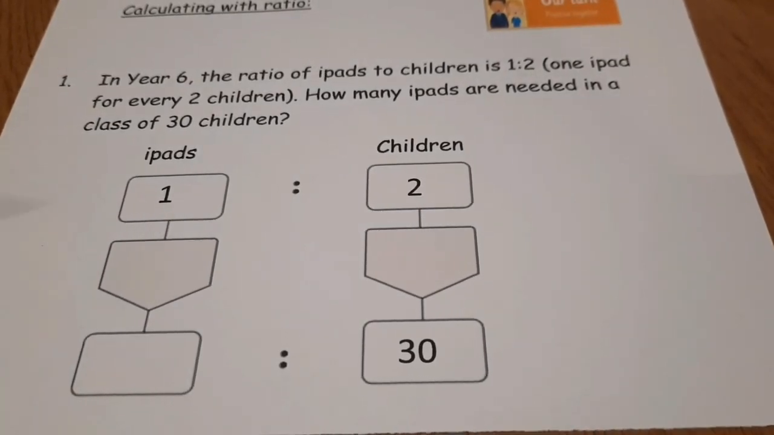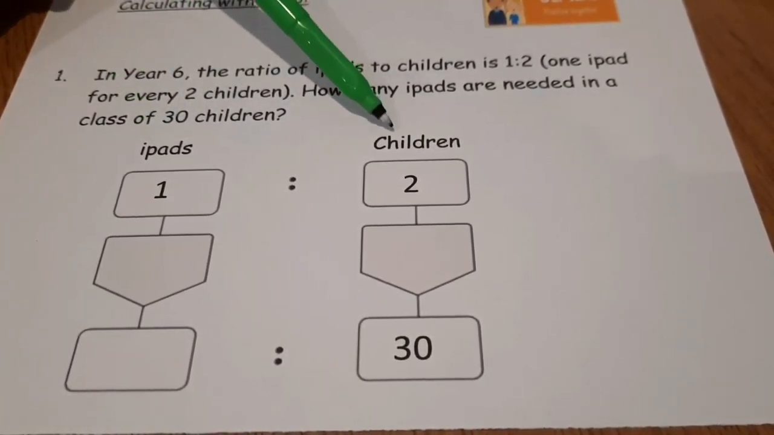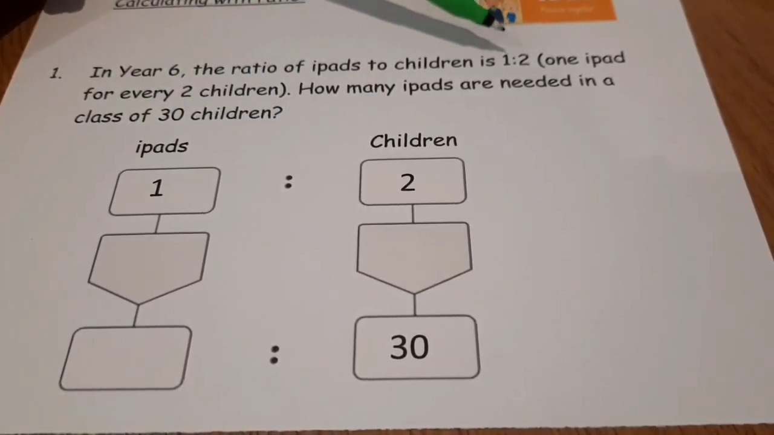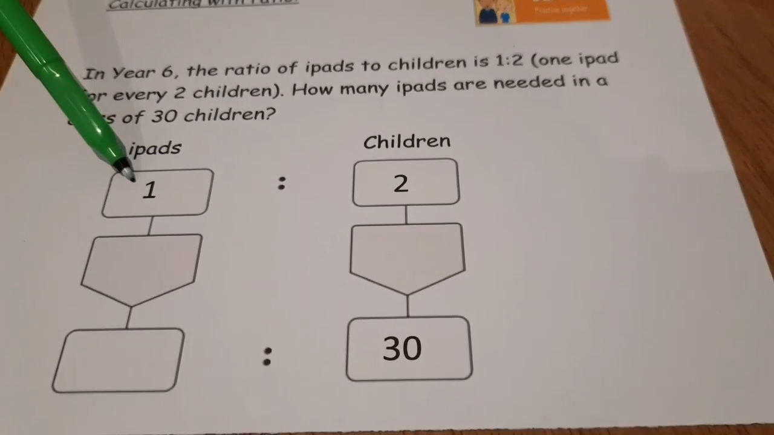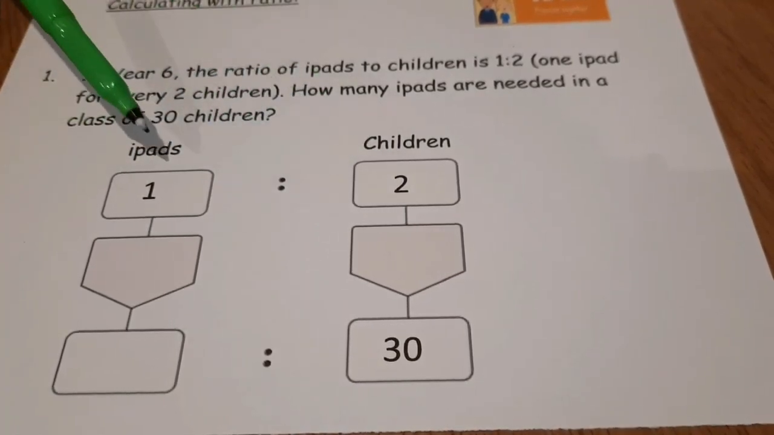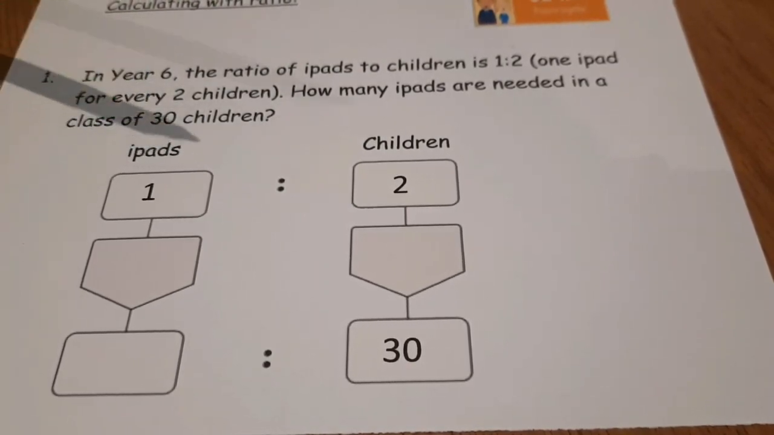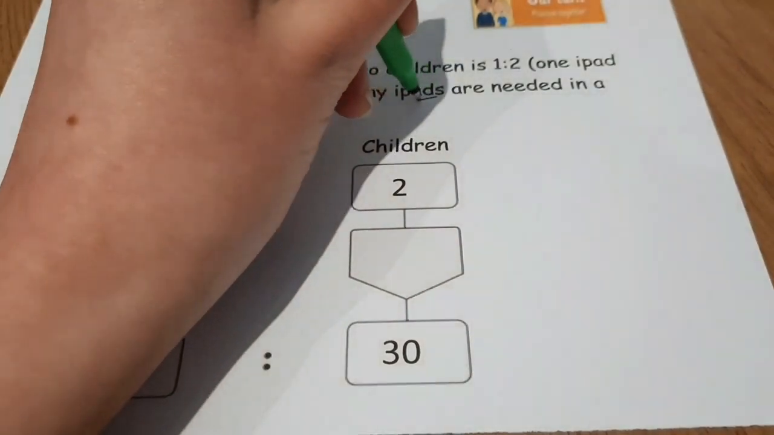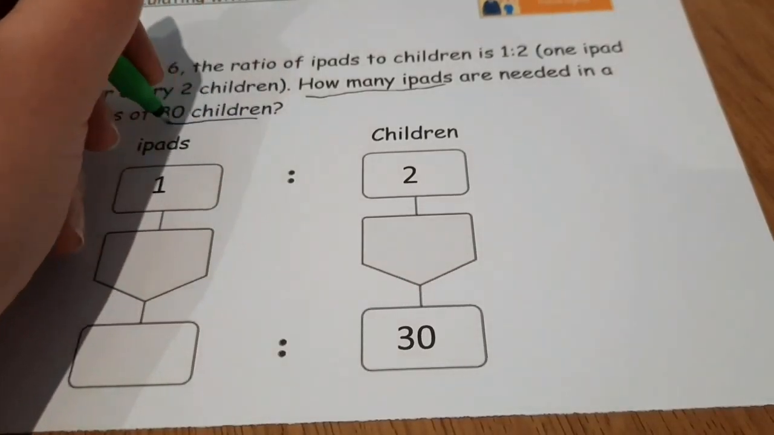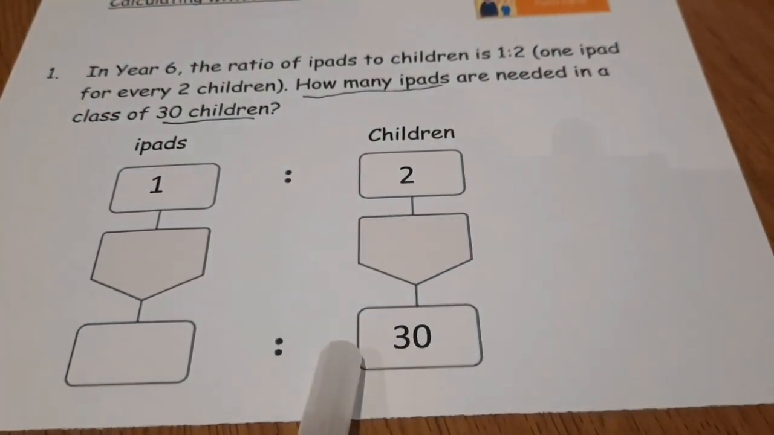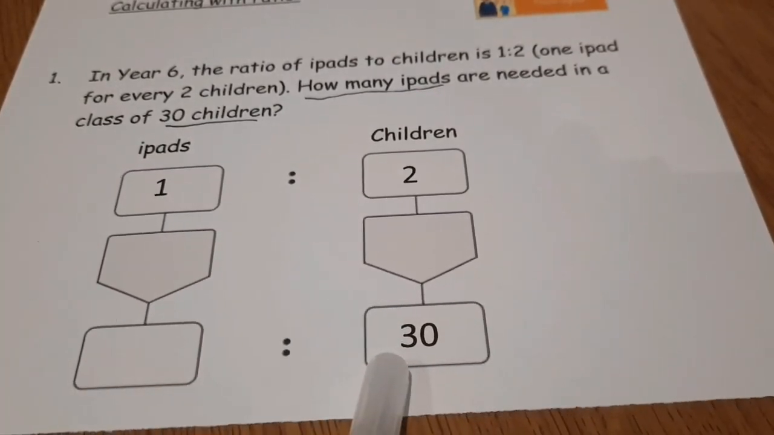Okay, so you can see I've already set up my diagram. I know that I need to write iPads here and children there because the ratio of iPads to children is 1 to 2. Okay, and then I've already filled that bit in there. Now I want to find out how many iPads, so I'm going to underline the important bit of the question: how many iPads are needed in a class of 30 children. So I know that I want to end up with 30 children in this ratio. I've written that in there already.